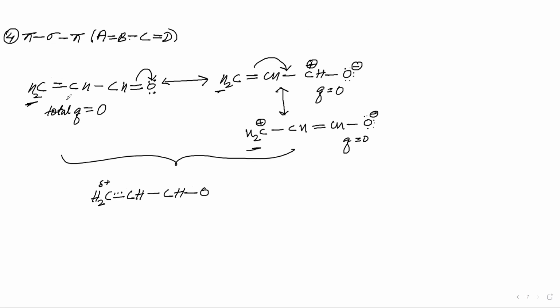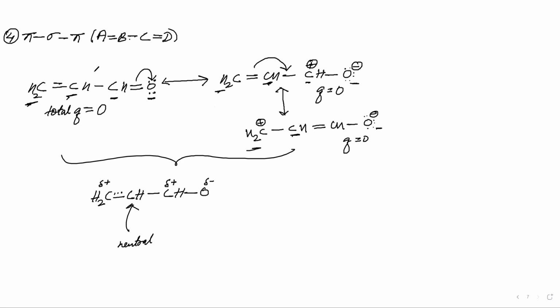Now move to the next carbon. This carbon has zero charge, this carbon also has no charge, and this carbon also has no charge. That means this carbon is neutral. Now let us move to the next carbon. This carbon is neutral. Now this carbon here has a positive charge, that means this will be delta positive. Now what about oxygen? Oxygen here has no charge, but oxygen here has a negative charge and here also a negative charge. That means it will have delta negative.